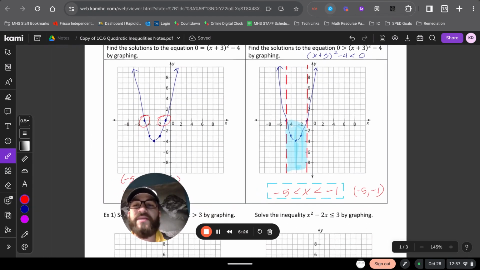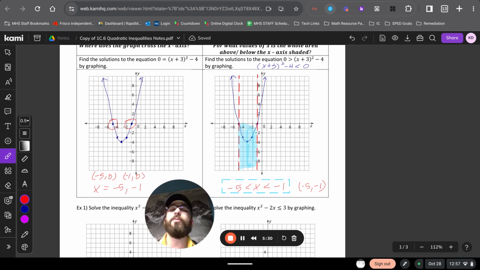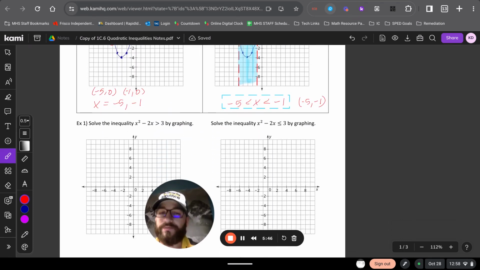I want you to notice the big difference between the first one when we did it for equals and the second one we did inequalities. For equals, we're finding those x values, those specific solutions. For inequalities, I'm finding that region, that area where my graph is actually going to be above or below that 0. Okay, so let's look at another example.